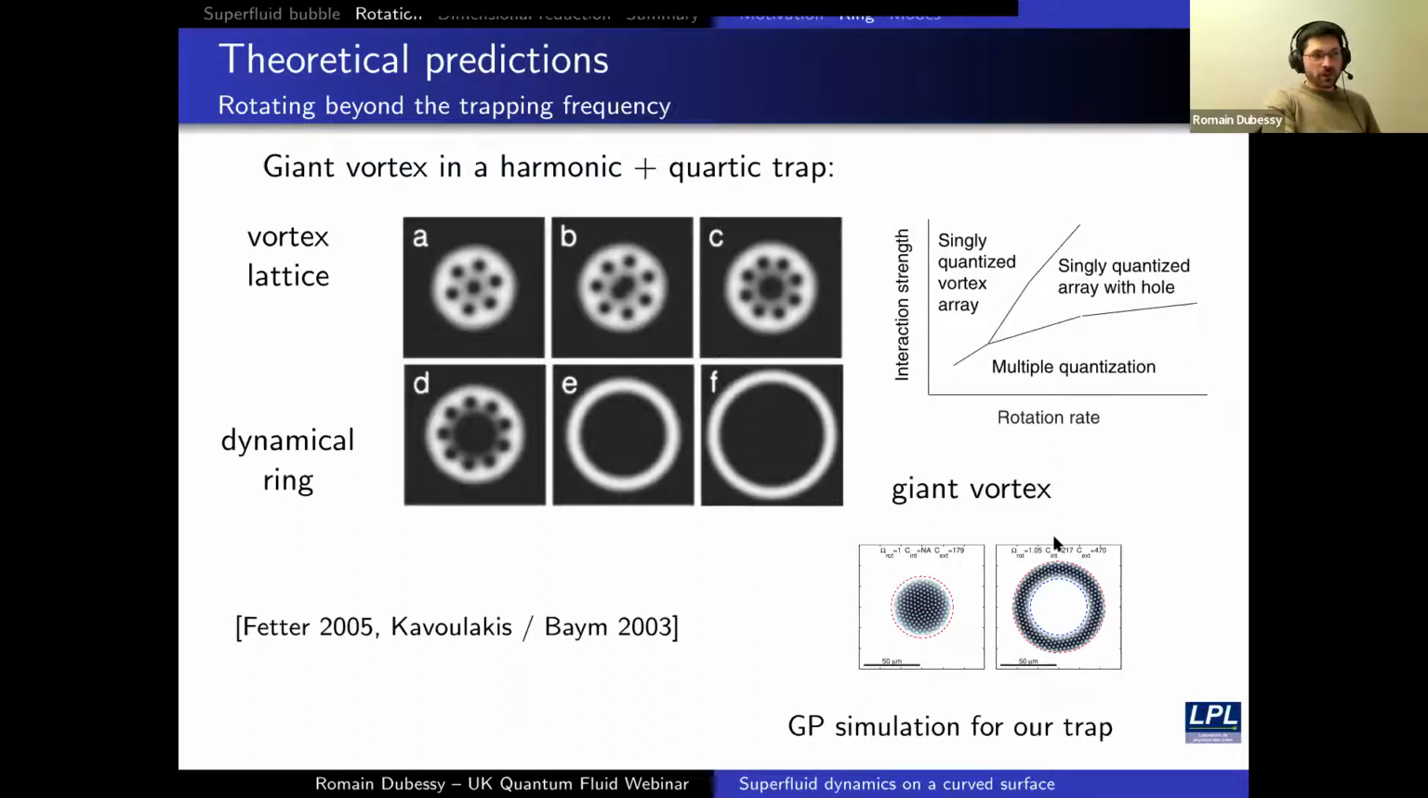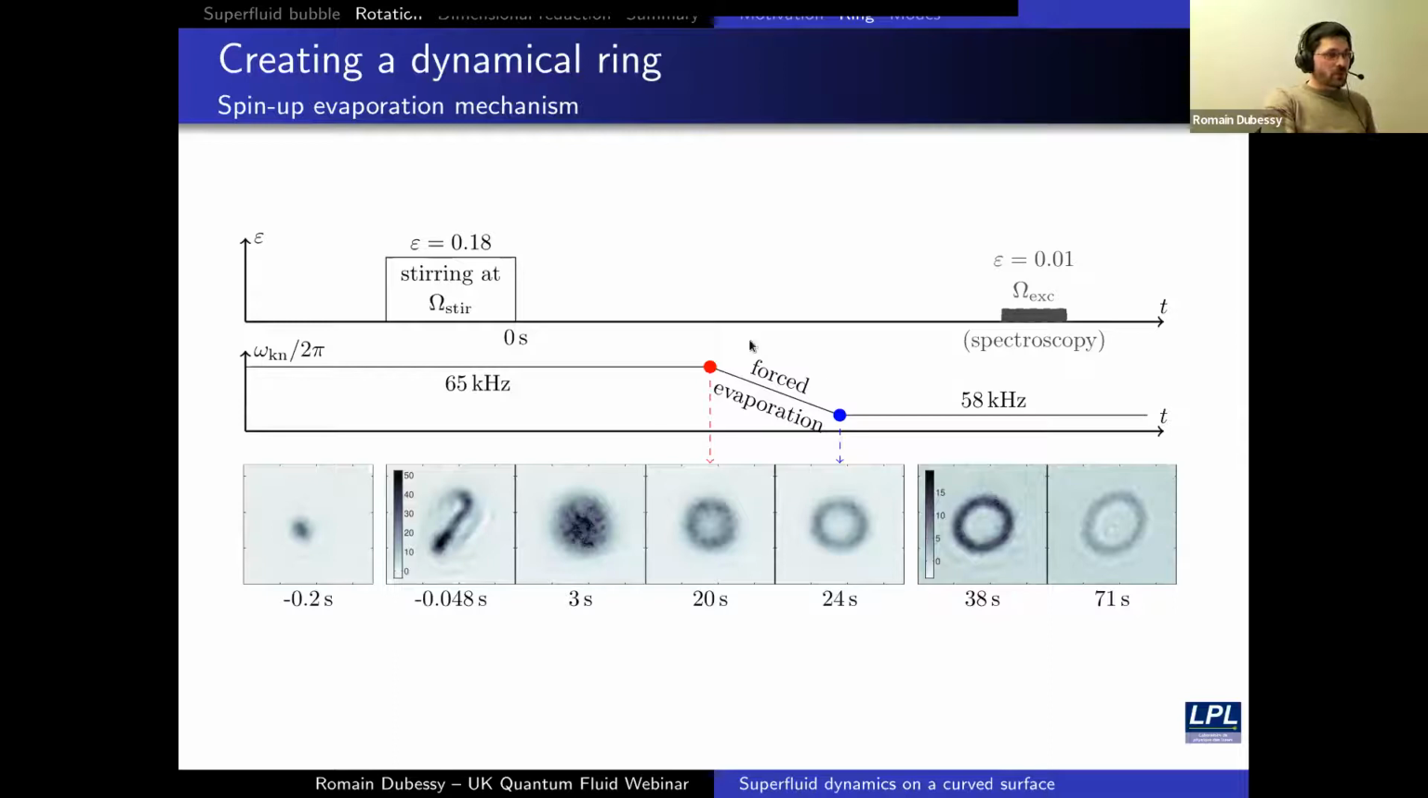So it's not a giant vortex, but it's something where there are still many vortices inside the bulk of the ring. So if we do the experiment, what we observe: we start from a condensate at rest in the trap, and then we steer the anisotropy with a fairly large value of the deformation and at a frequency a little bit below the trap frequency. And if we do that, we create a strongly out of equilibrium system.